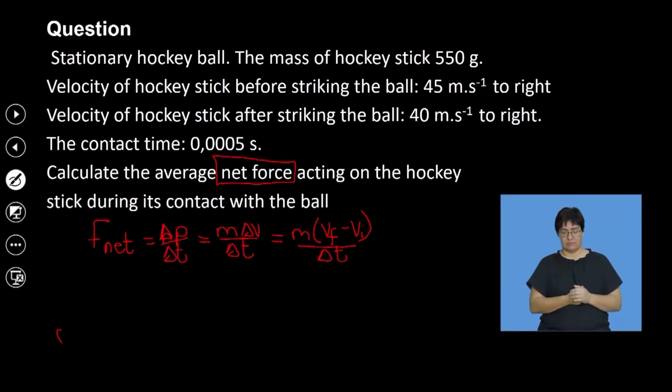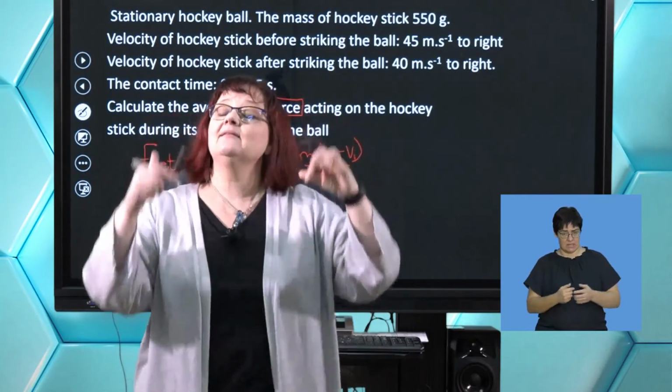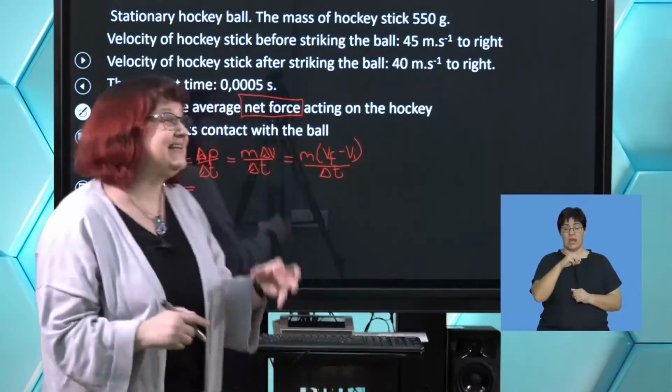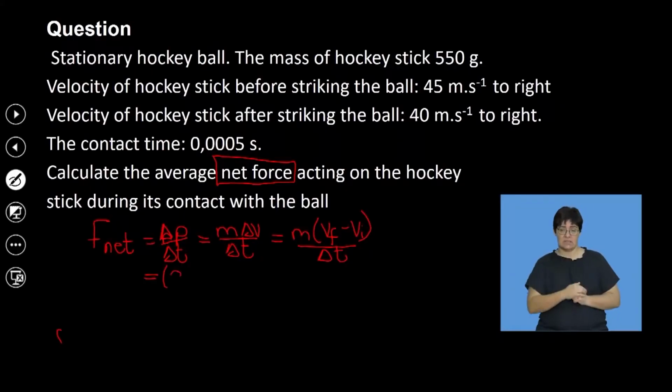Okay? Now I'm going to substitute in what I know. So I know that the ball is 550 grams, but can we work in grams? You should all be going, no. We have to work in kilograms. So we have to remember that there's 1,000 grams in a kilogram. So I'm going to divide by 1,000. So it's 0.55. I'm not going to worry about the zero. It's not important. Then final velocity was 40. Initial velocity is 45. And here's our time.